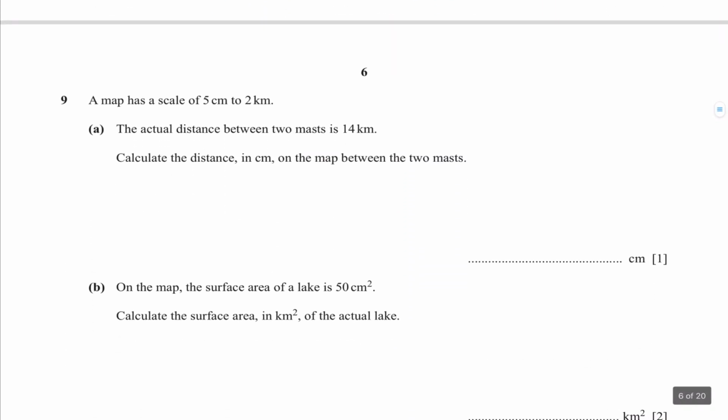Okay, now let's do question number 9. Let's see what question number 9 says. It says a map has a scale of 5 centimeters to 2 kilometers. The actual distance between two masts is 14 kilometers. Calculate the distance in centimeters on the map between the two masts.